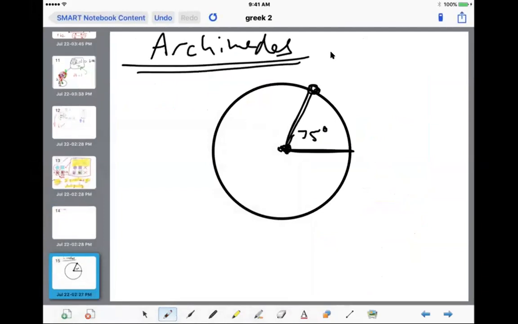So here's what Archimedes says. I have a 75-degree angle. I'm just saying 75. Let's say we don't even know how big it is, but I'm just making one that's 75.